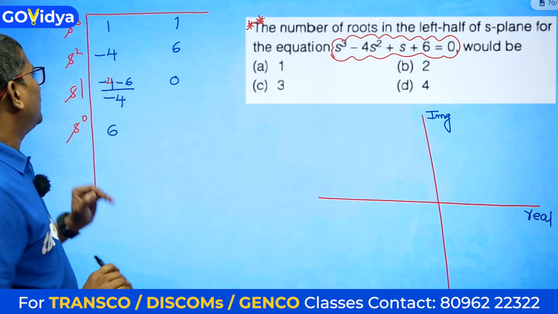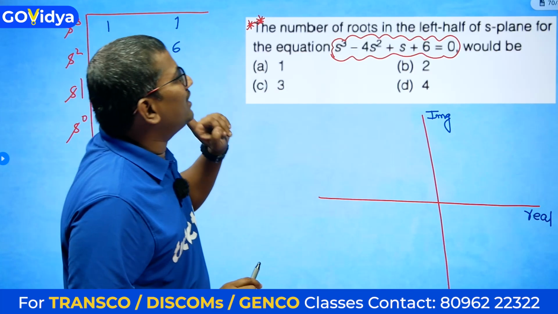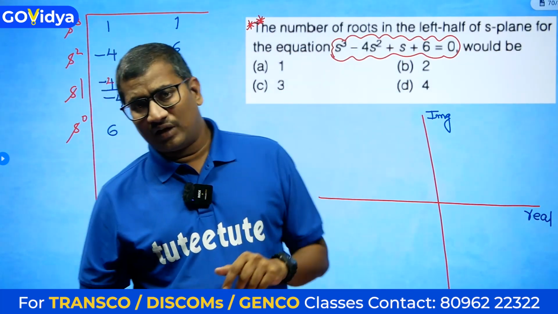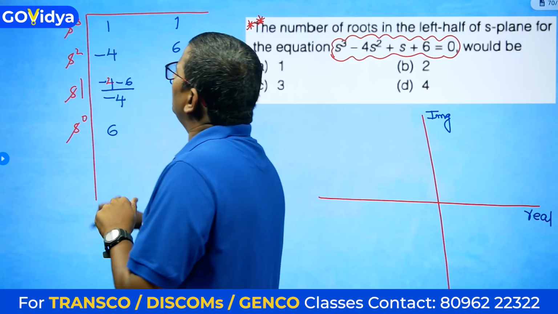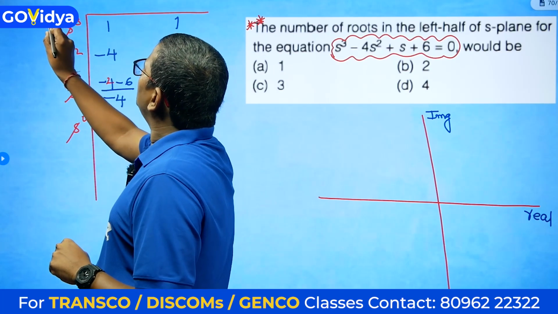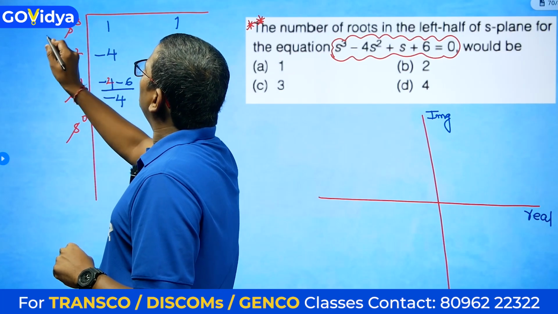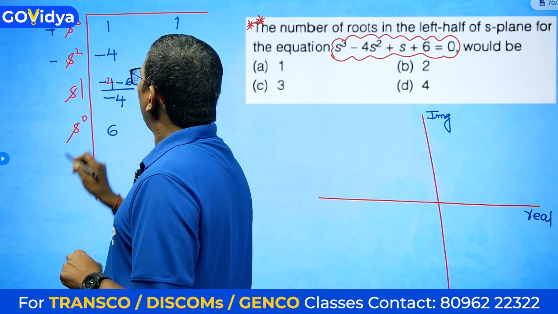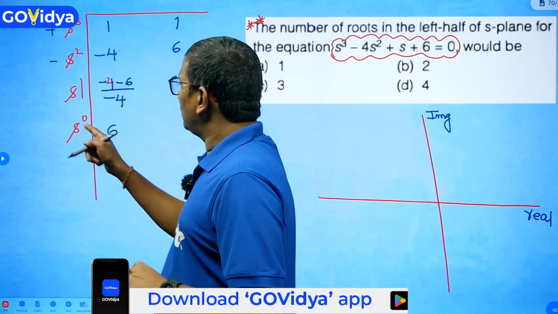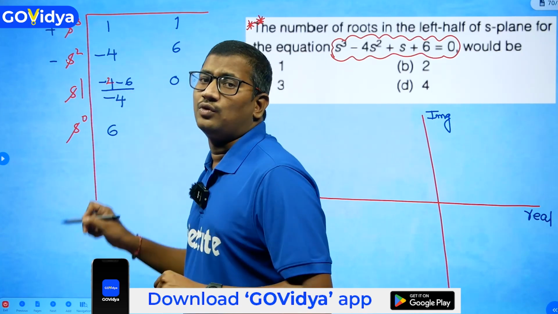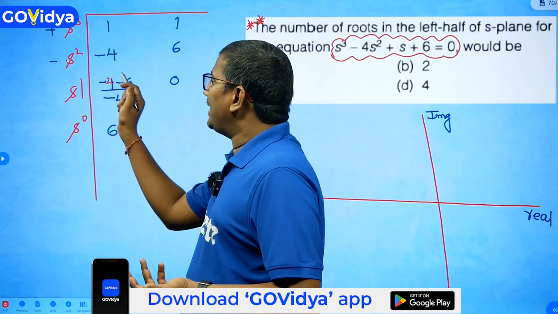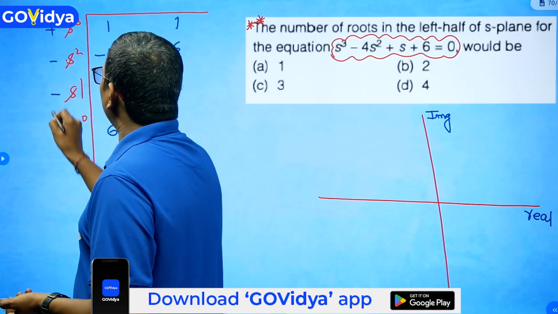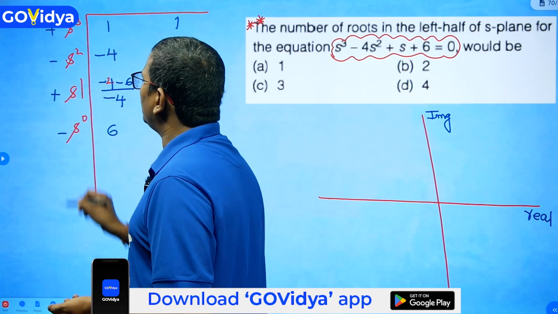Our objective is only to identify the number of poles, or roots, lying on the left half of the S plane. You see clearly, what is the sign of this? Positive. What is the sign of this? Negative. And what about the sign of this? Minus 10 by minus 4, whatever the value may be, but minus by minus is positive. So this is positive, and of course this is also positive.